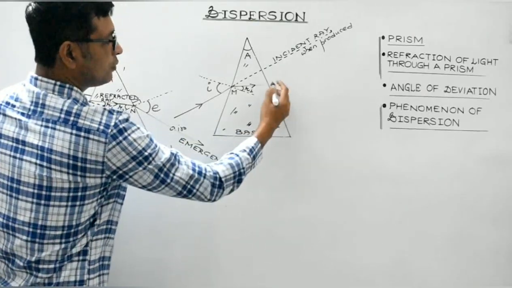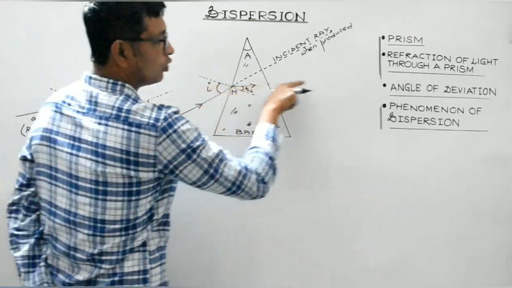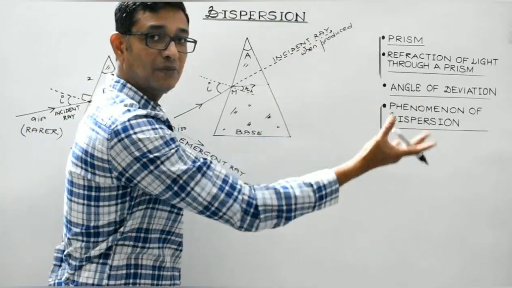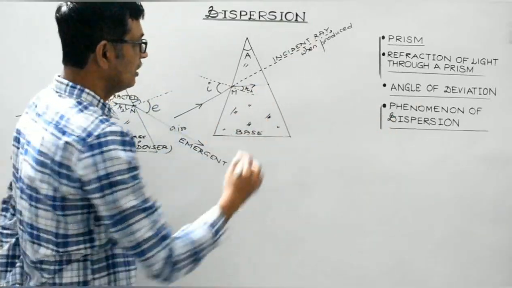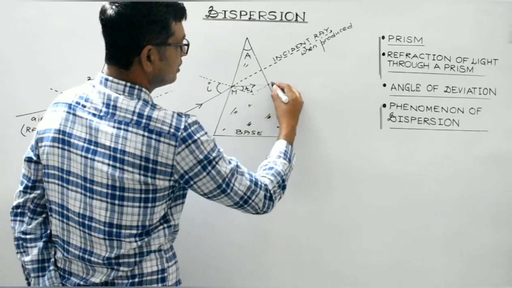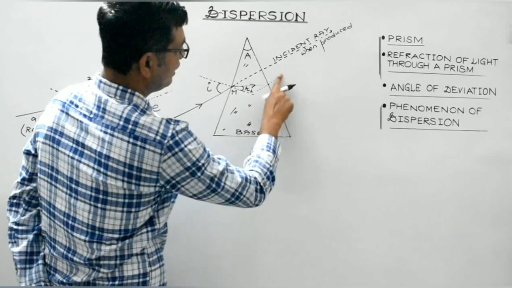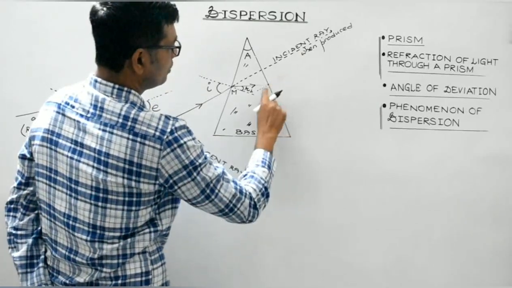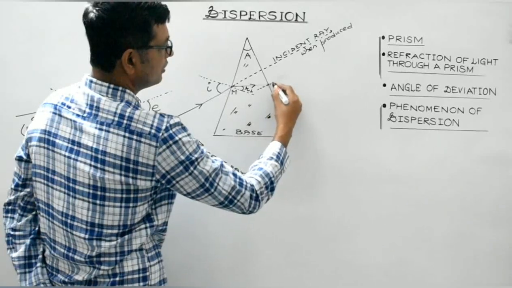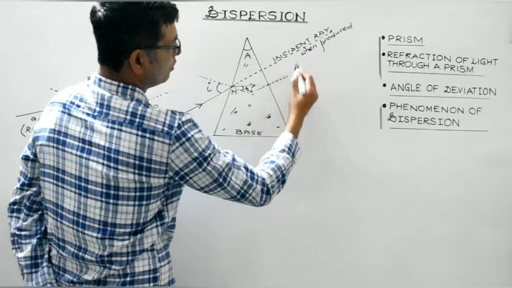And at this point again, it won't go straight because it is traveling from denser medium to rarer medium. So again its path will get changed. So again draw this normal over here. This is the normal. Dotted line indicates the normal. Normal is any imaginary line which is perpendicular to the given surface.